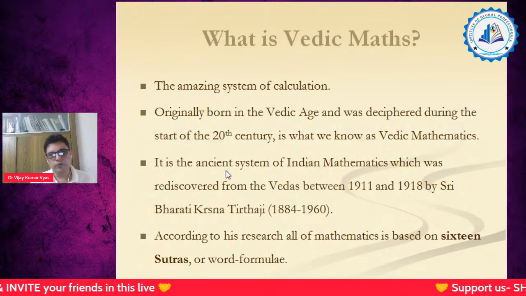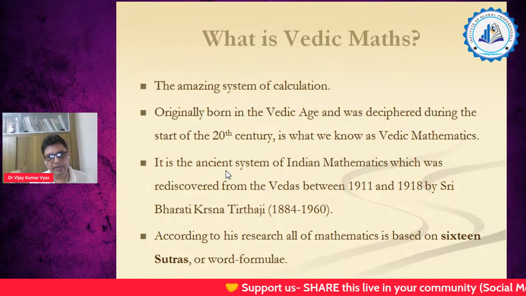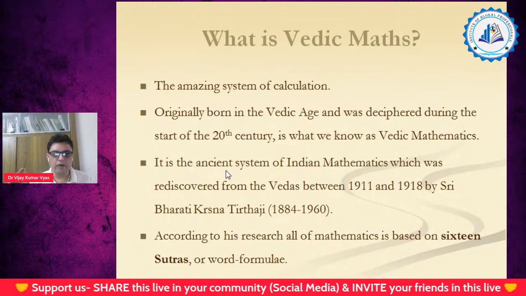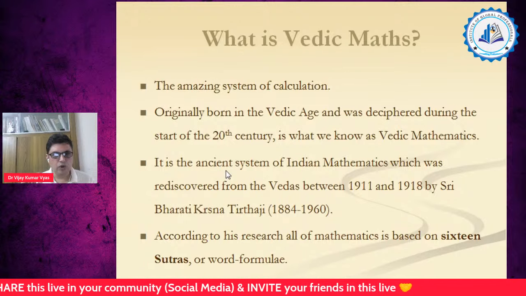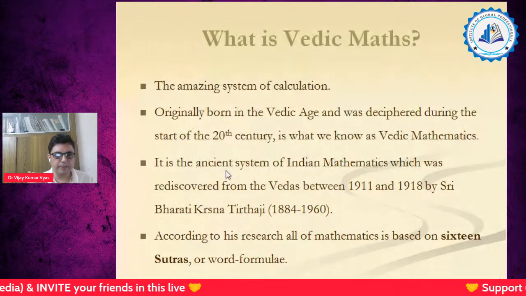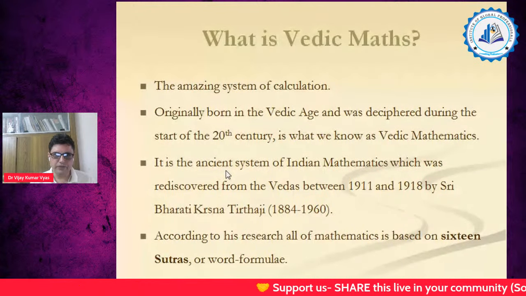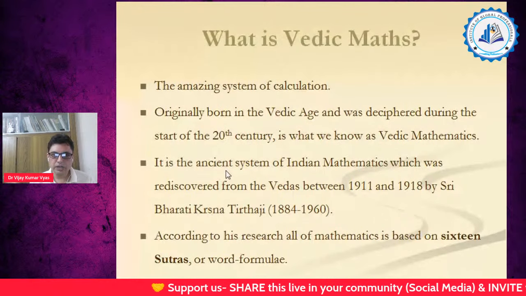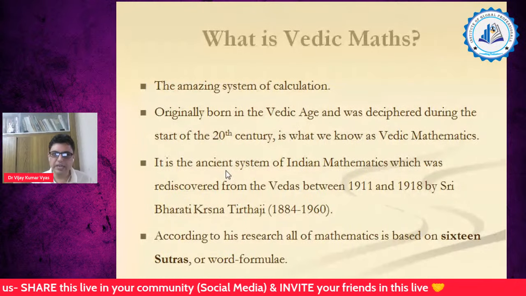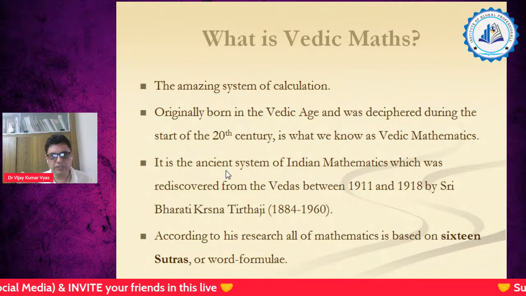Now let's move to Vedic maths. Vedic maths is known as the Indian ancient mathematical technique. It is an amazing system of calculation. It was originally born in the Vedic age. The Vedic age means the earlier time in India when the Vedas were introduced. Vedas means the literature that was composed then. That is called the Vedic age. Originally it was born in the Vedic age, and it disappeared around the start of the 20th century.